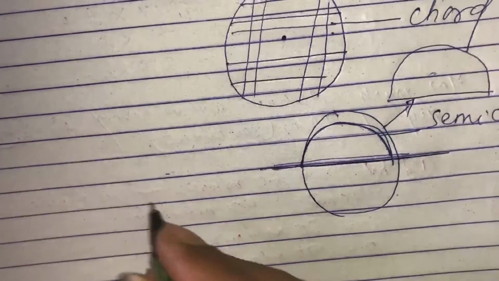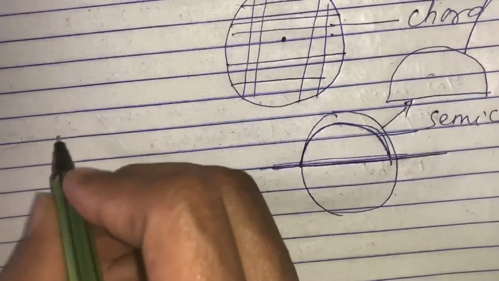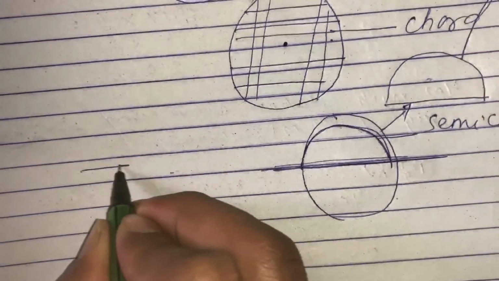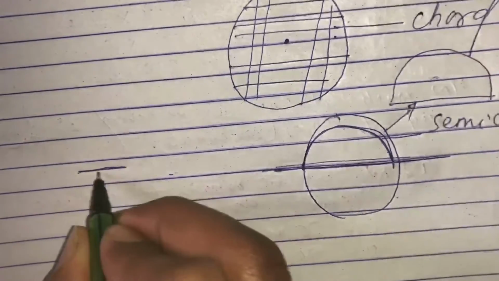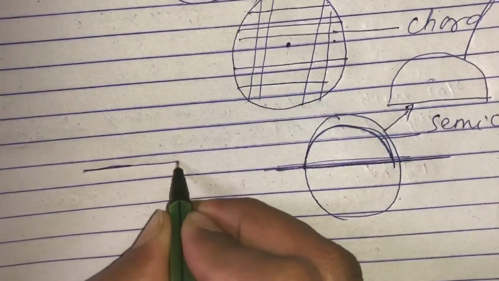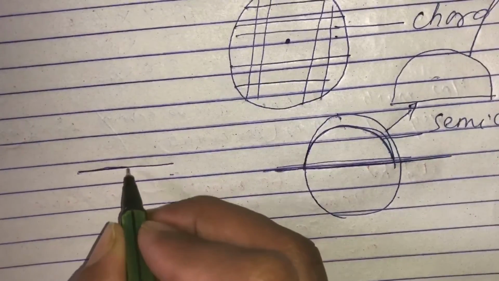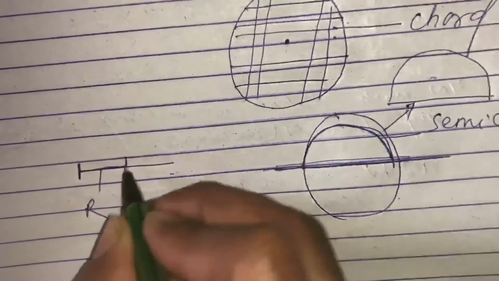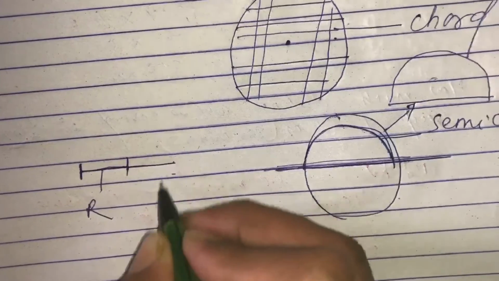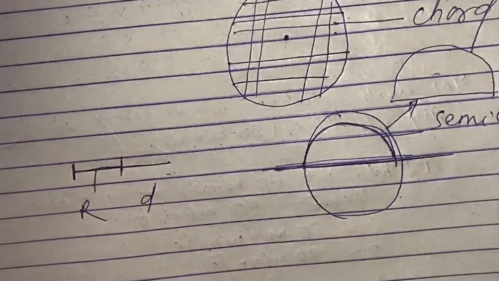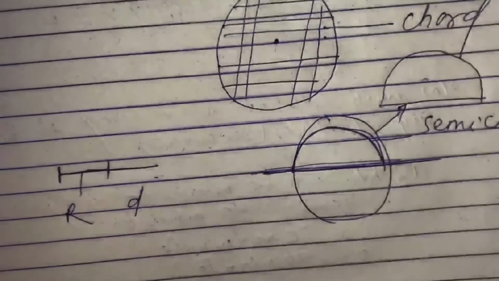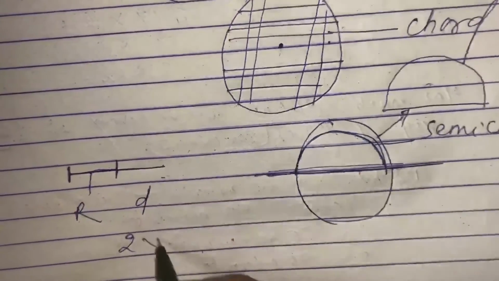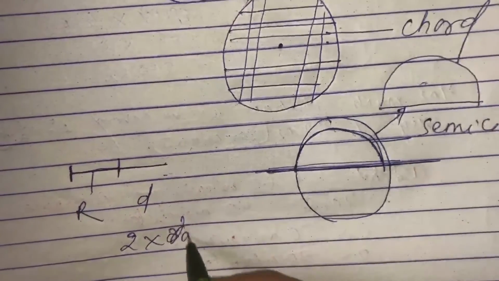Now what will be the relation between diameter and radius? See, this is the radius, the half is the radius, but if I draw a complete line, that will be the diameter. The half line is known as radius, and the full line is known as diameter. So the formula for diameter is 2 into radius.